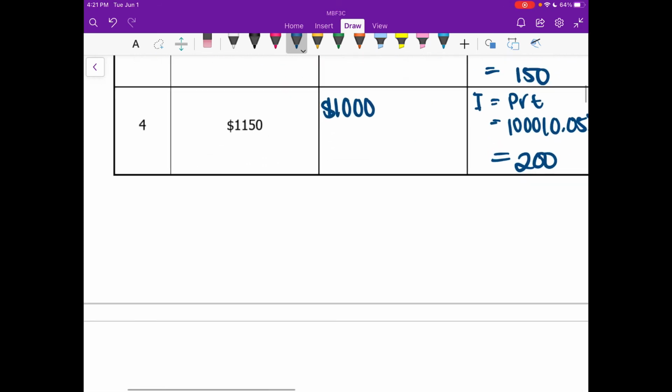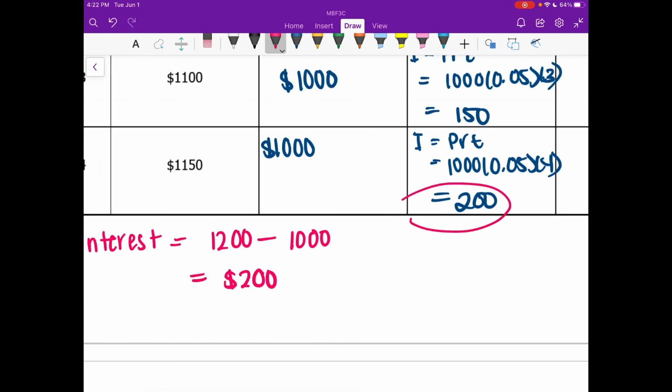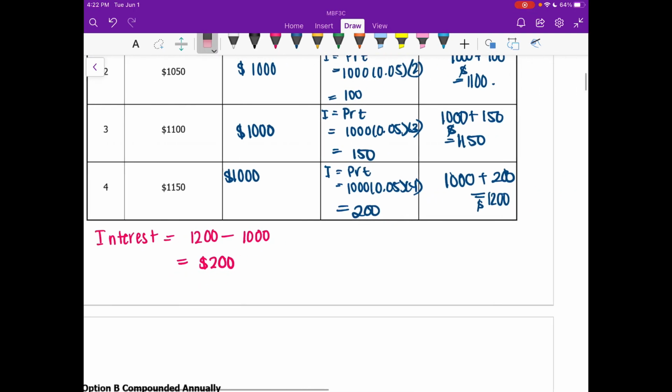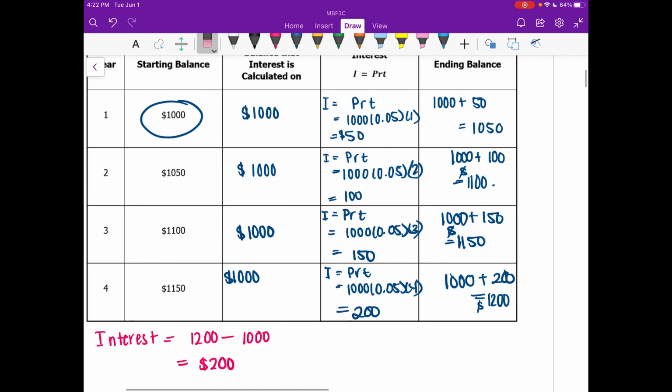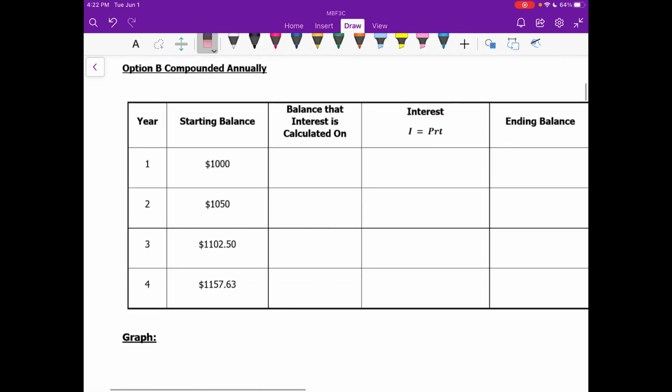So if you want to know how much interest you made, it equals 1,200 minus 1,000 equals $200 total in interest, which you could have just found from here. You're going up by $50 each year. Okay? So that is how you're going to do it with simple interest. Now let's go to compounding interest.